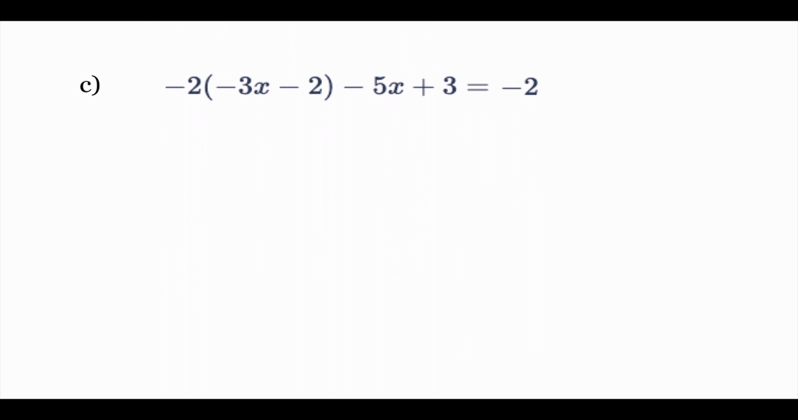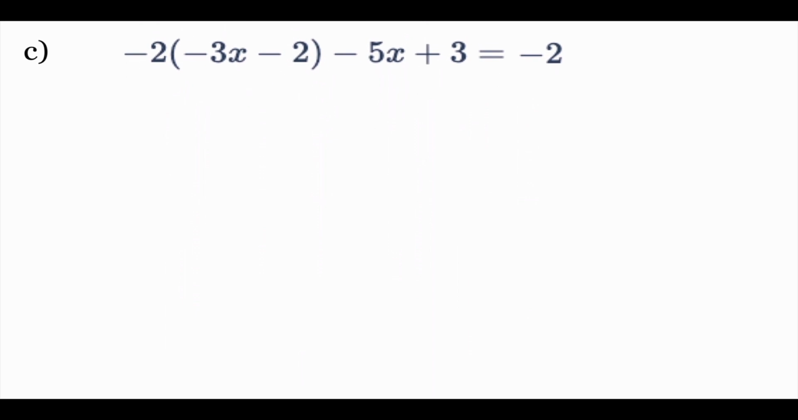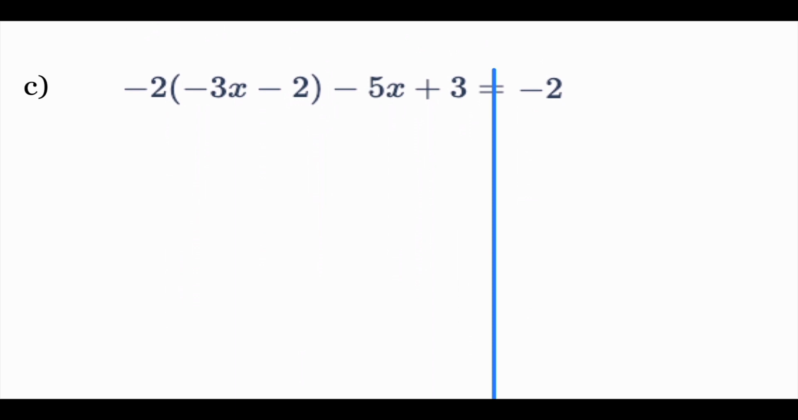All right, let's look at C now. Now the equal sign's not in the middle, but I still draw a line. Step one: distribute. Is there parentheses here? Yeah. So I've got to do the distributive property. So I'm going to do my little rainbows.